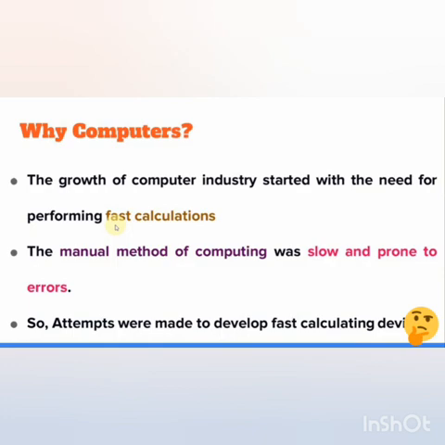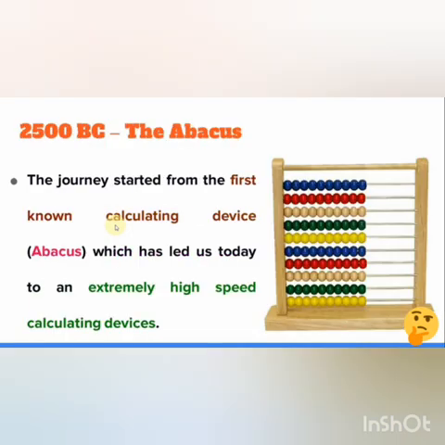The growth of computer industry started with the need for performing fast calculations. The manual method of computing was slow and prone to errors. So, attempts were made to develop fast calculating devices. The journey started from the first known calculating device, that is abacus, which has led us today to an extremely high-speed calculating device. So, our first known calculating device is abacus.